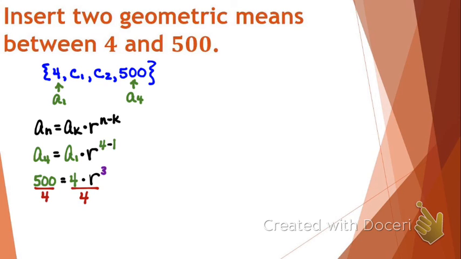Divide both sides by 4. What is 500 divided by 4? 125 equals r cubed. And then I need the cubed root of 125. 5.